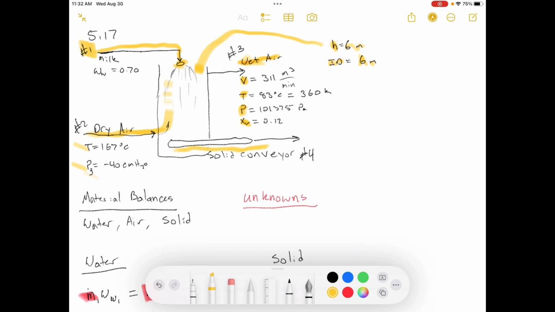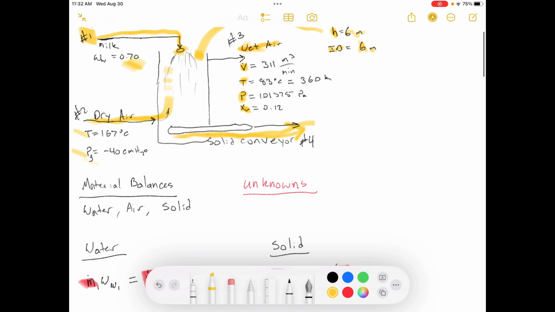Okay, this is our conveyor belt. All of our solids fall onto that and flow out this way. So all the solid milk comes out. That's 30% of stream 1 by mass.